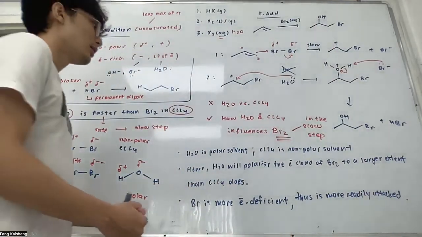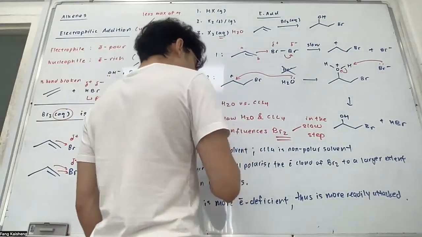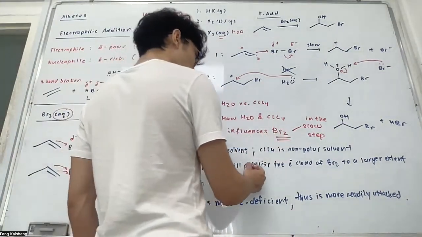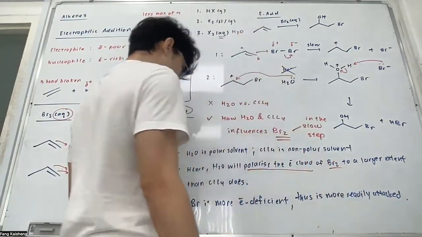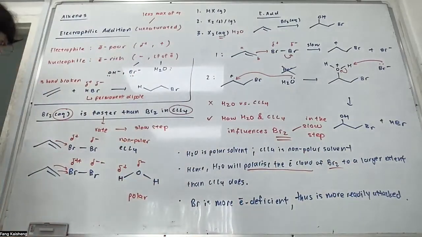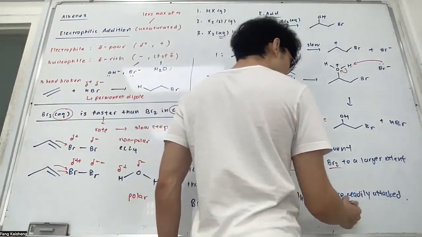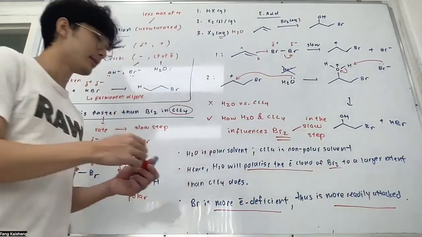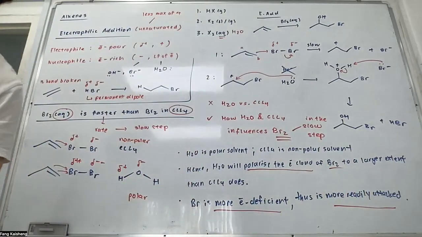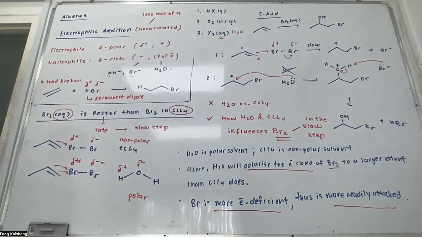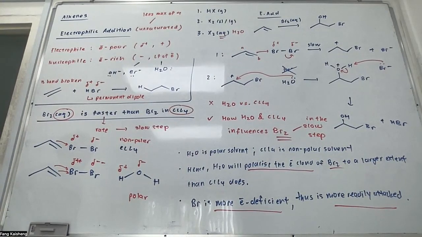That's why it's a faster reaction. You can see that. Okay. So we see the influence here. Water is influencing Br2 in this case to a greater extent. Okay. Then the keyword here is more electron poor, so more readily attacked. So that's the idea.